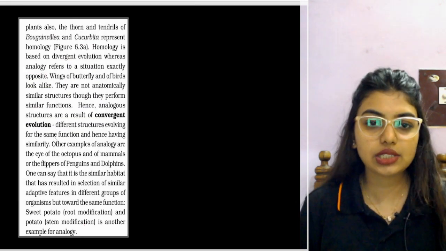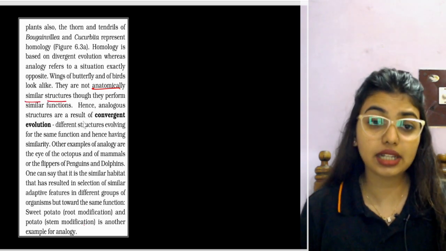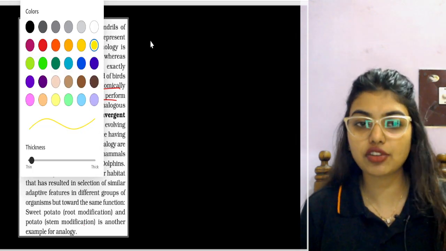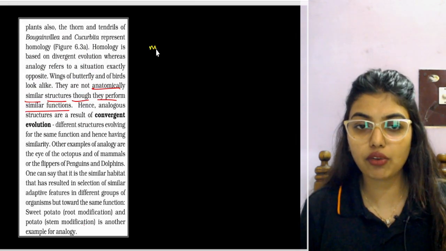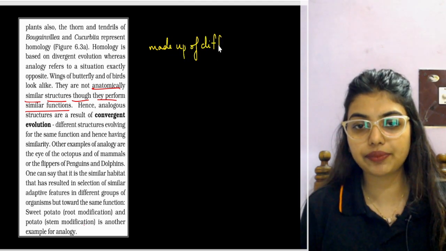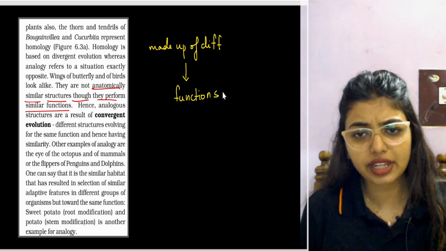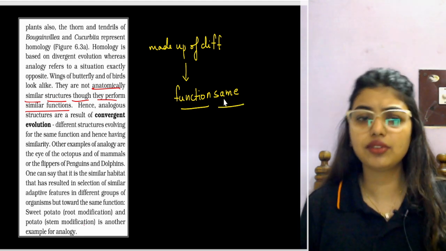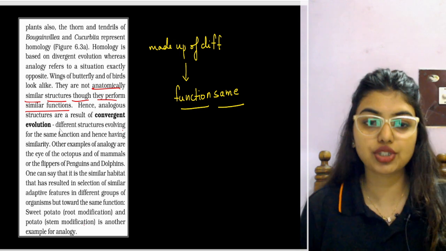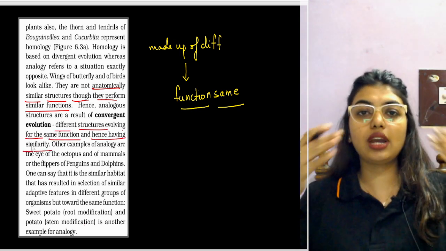See students, there are anatomically not similar structures, though they perform similar functions. They spoke about the wings of butterflies and birds, even though they are made of different things. Their function is the same, yes or no? Both are used for flying. Hence analogous structures are a result of convergent evolution, different structures evolving for the same function and hence having similarities.